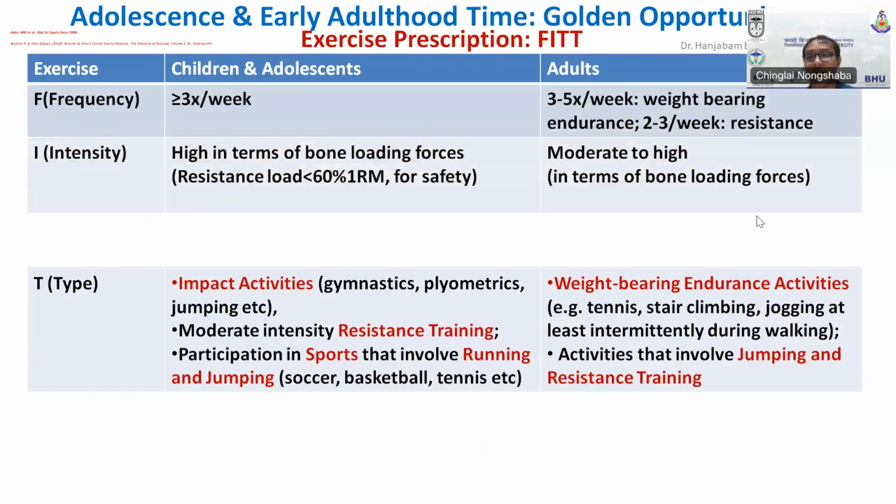For adults, it can be 3 to 5 times per week for weight bearing endurance activity, and for aerobic and resistance activity, 2 to 3 times per week. Intensity should be of high bone loading in order to be effective, but for safety reasons it can be less than 60% of the 1 RM, that is one repetition maximum, the amount of weight which you are able to lift only one time while maintaining all the form.